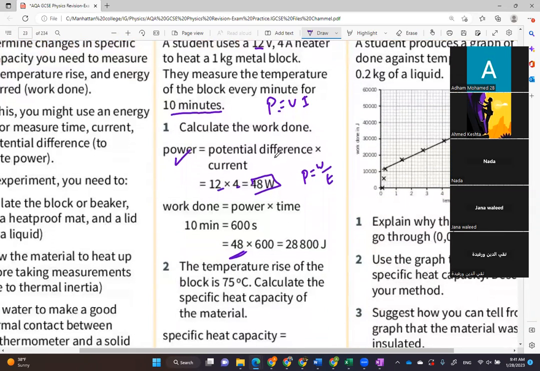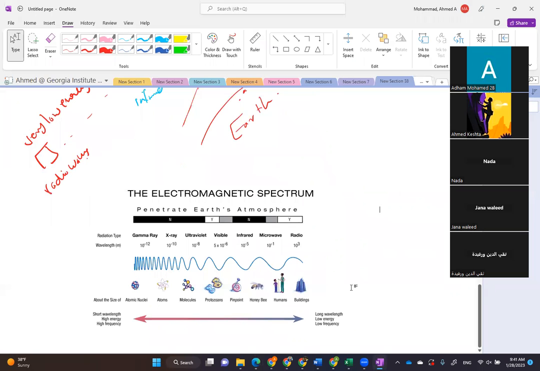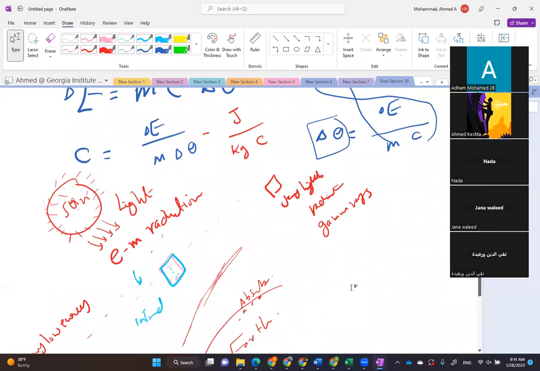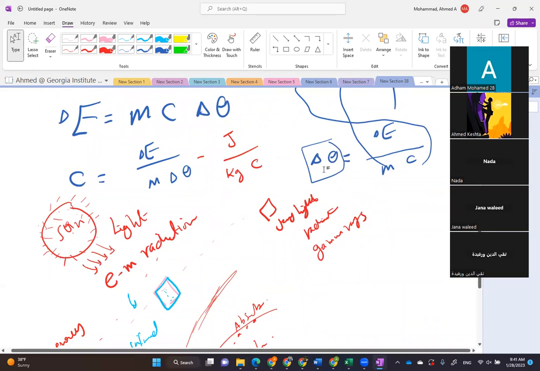Second part, the temperature rise of the block is 75 Celsius. This is delta theta in the formula, if you remember. Delta theta is 75 Celsius. Calculate the specific heat capacity of the material. Oh, specific. That's why I asked you to rearrange the equation. If you remember, I asked you to rearrange the equation to keep in your mind. The specific heat capacity c equals delta E divided by mass multiplied by delta theta.